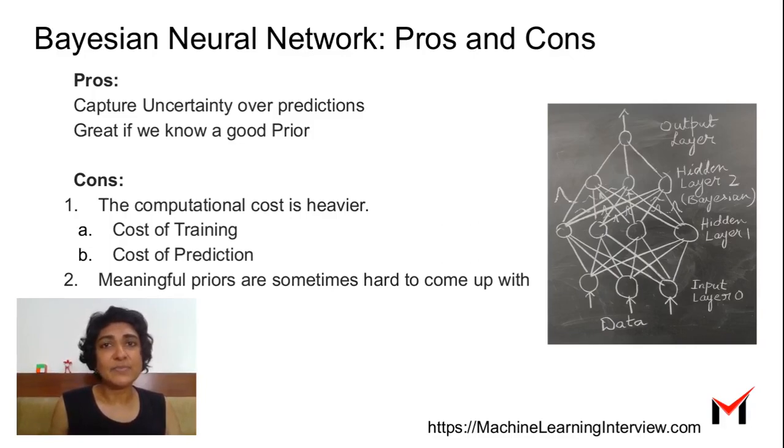And the other aspect is that the cost of prediction is also higher, because instead of just doing one forward pass that we typically do in a multi-layer perceptron, we are actually sampling multiple copies of the network when we sample a set of weights, and then we are taking an average. So this adds to the cost. And if you have an application where the prediction time is important, this could be an issue. So these are the pros and cons.